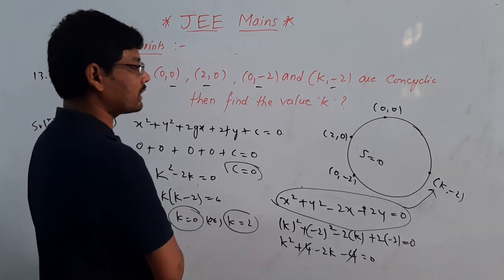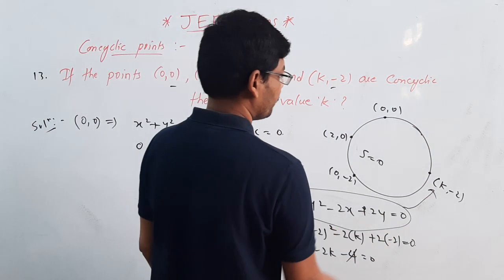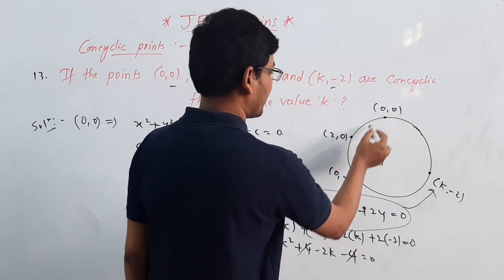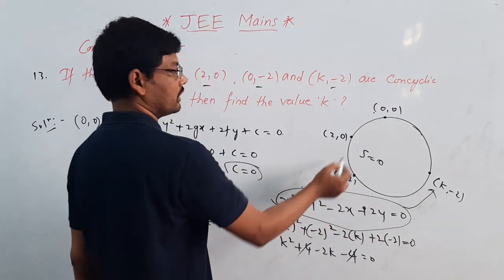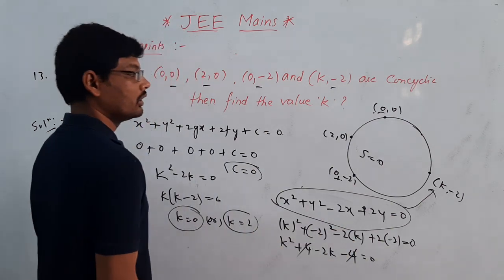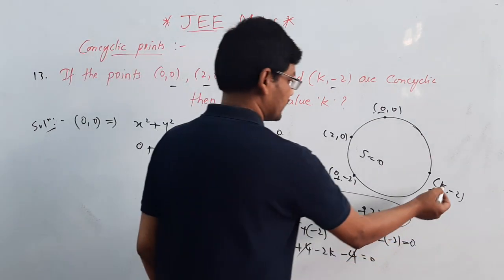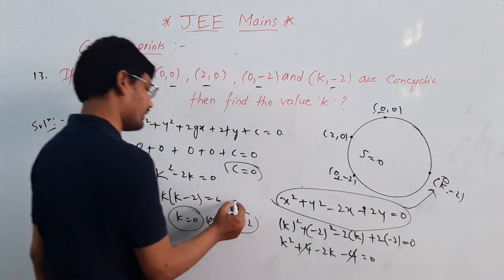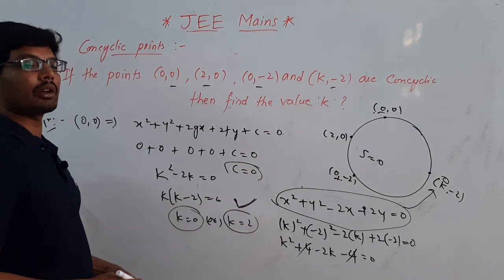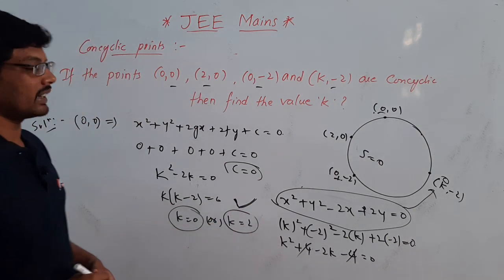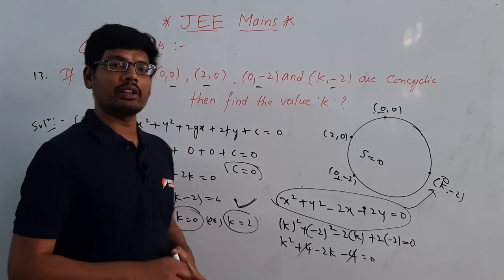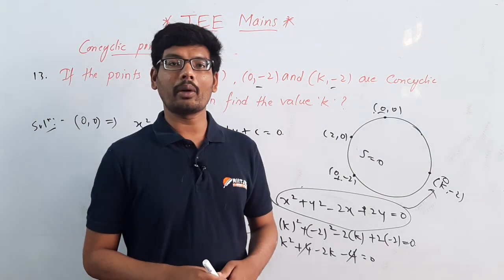If you take k is equal to 0, then the x coordinate is 0 and the point would coincide with the existing point 0 comma 0, so it is not possible. That's why the k value is 2. This is all about the solution of concyclic points. In the next session we will discuss other topics. Thank you.